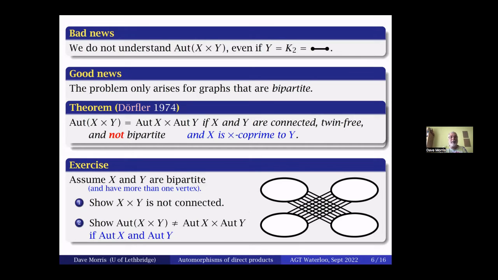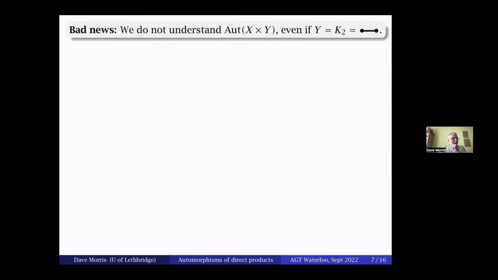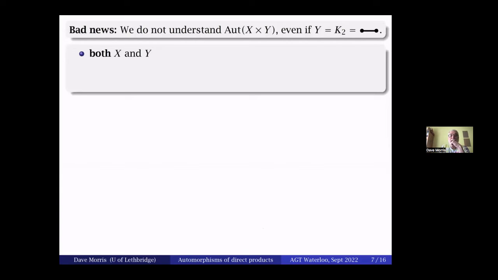All right, so bipartite's a problem. This is what I'm trying to understand: the problem that we don't understand the Cartesian product. But the problem only arises when the graphs are bipartite. Well, if neither of them is bipartite, then we do understand. There is no bad news.